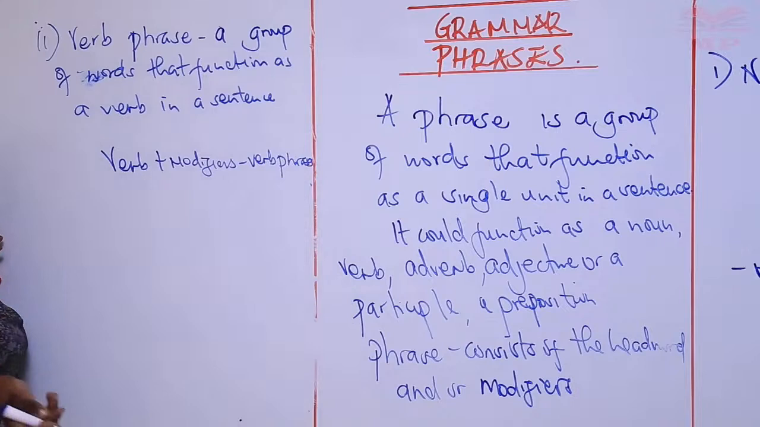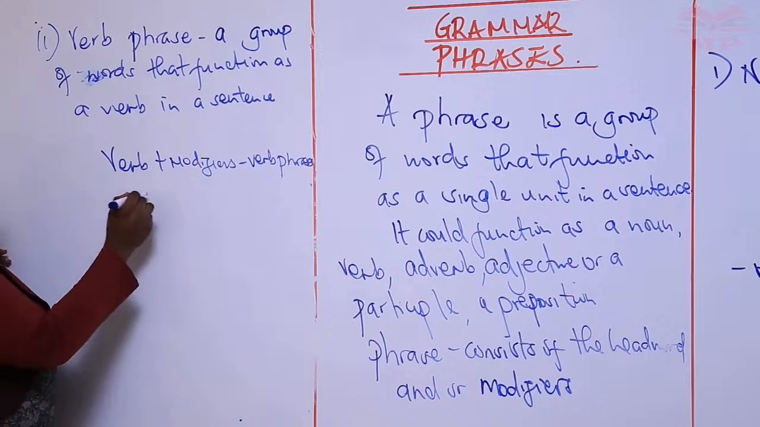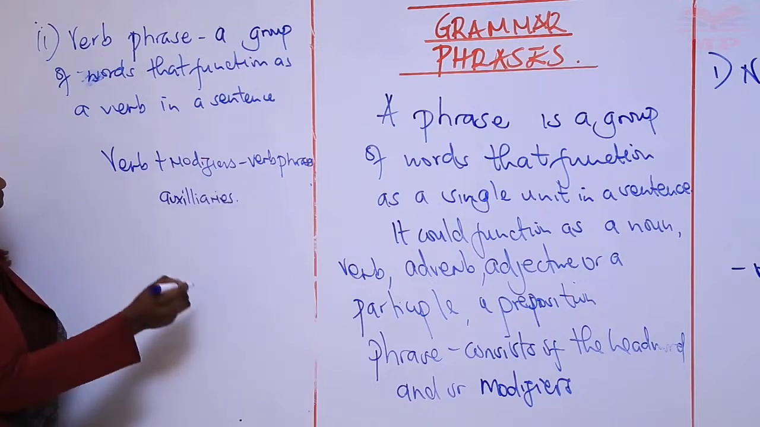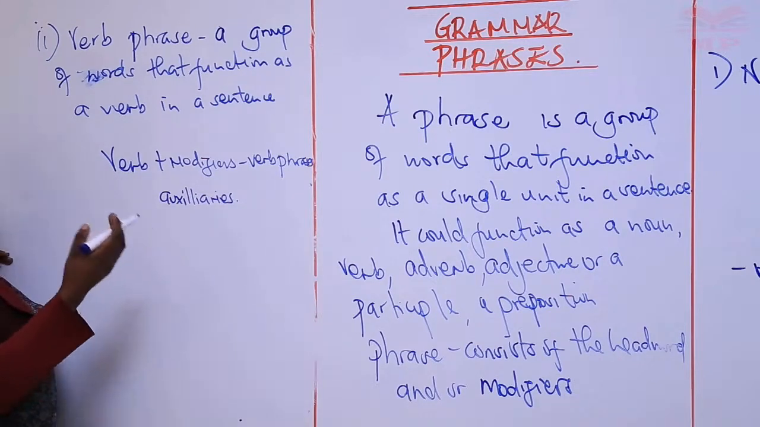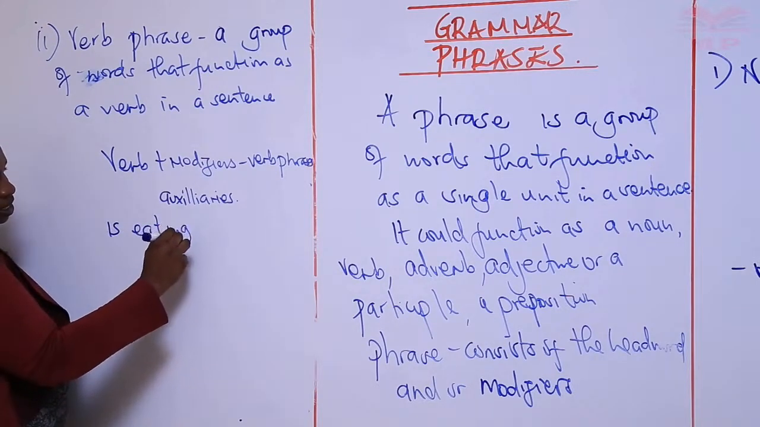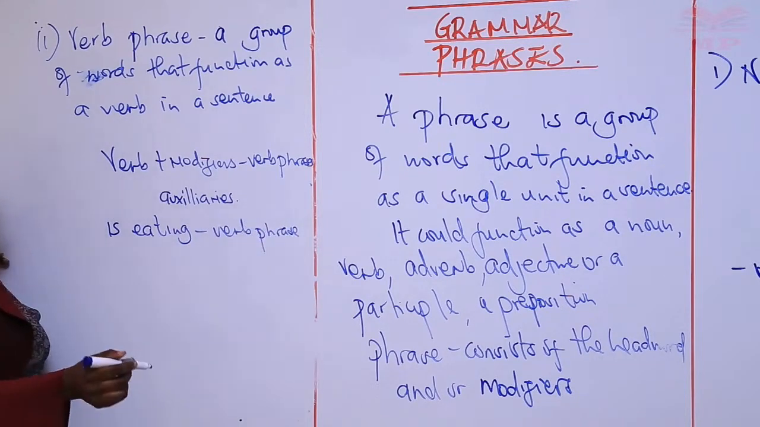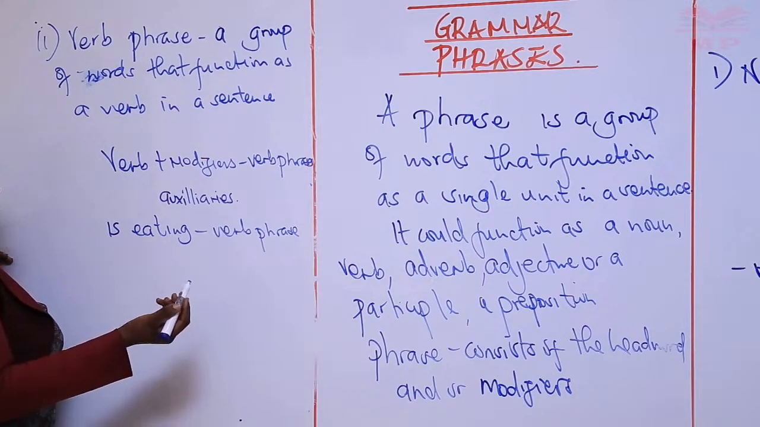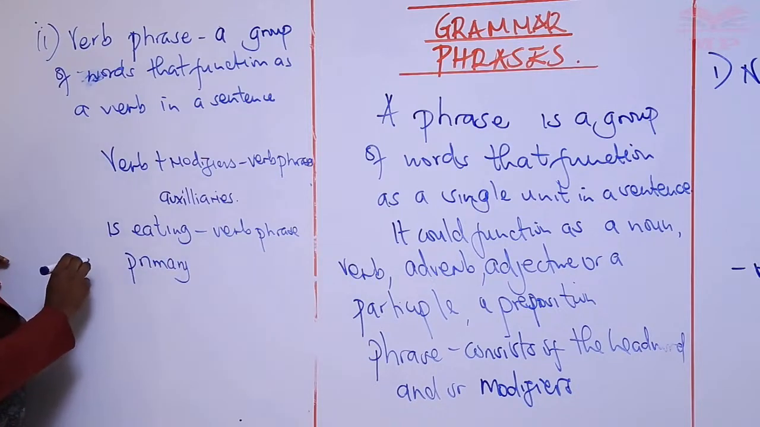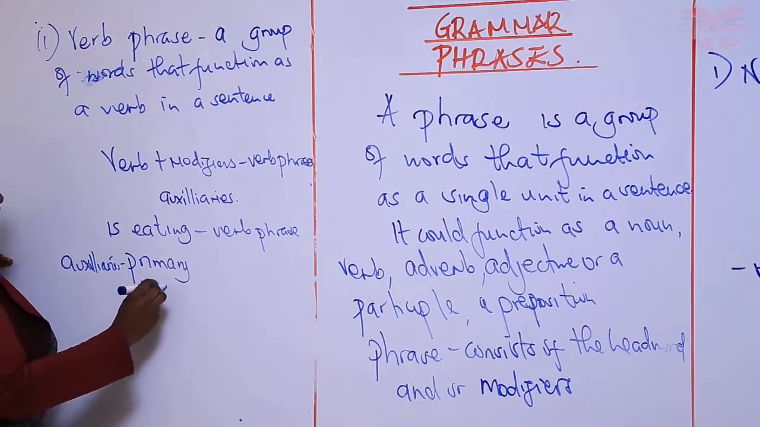Now, one easy thing about the verb phrase: whatever modifies a verb is usually an auxiliary. Auxiliaries. So the verb cannot function on its own without the auxiliaries. So what we have is "is eating." This already is a verb phrase. So what are the auxiliaries? Before I give you, this is already a verb phrase. Auxiliaries include primary and modal.